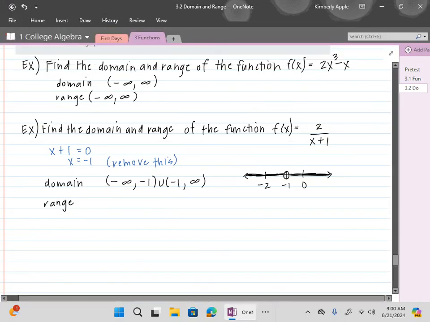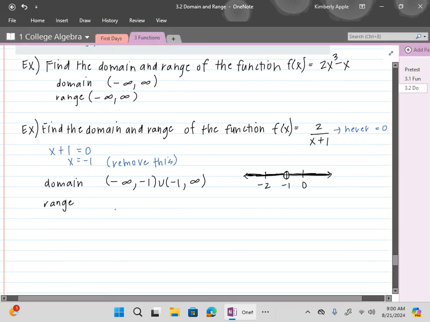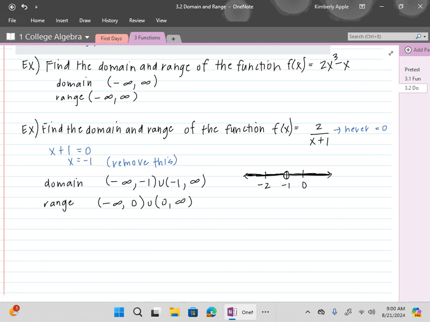So never equal to 0. So we have to exclude that. And that's a trick. So let's exclude from the range the value 0. This one is more conceptual. You have to just understand that and remember that that number on top can't be 0.